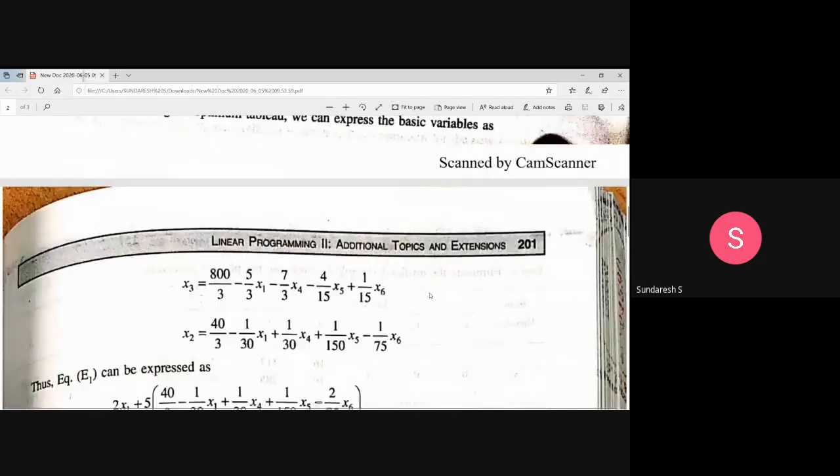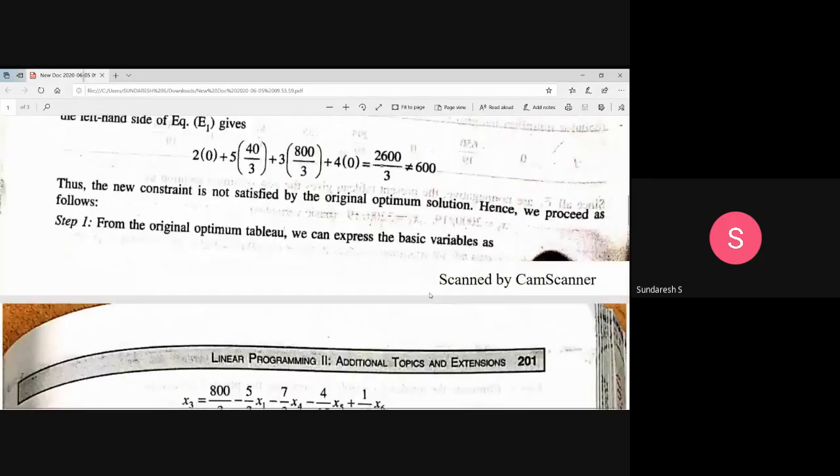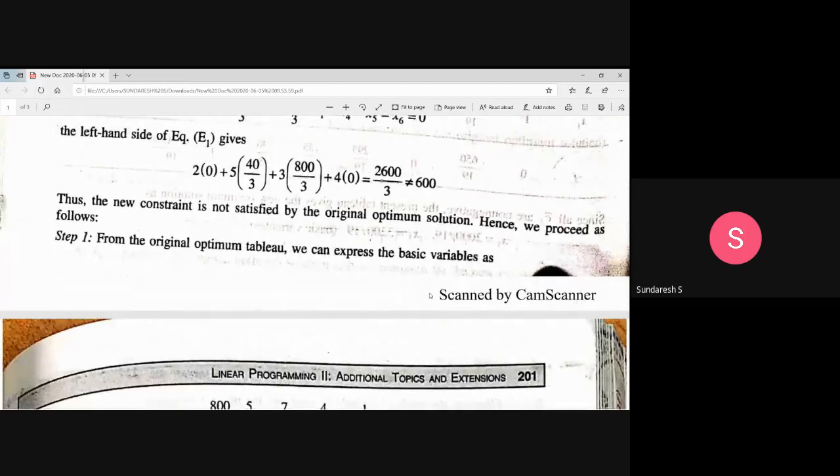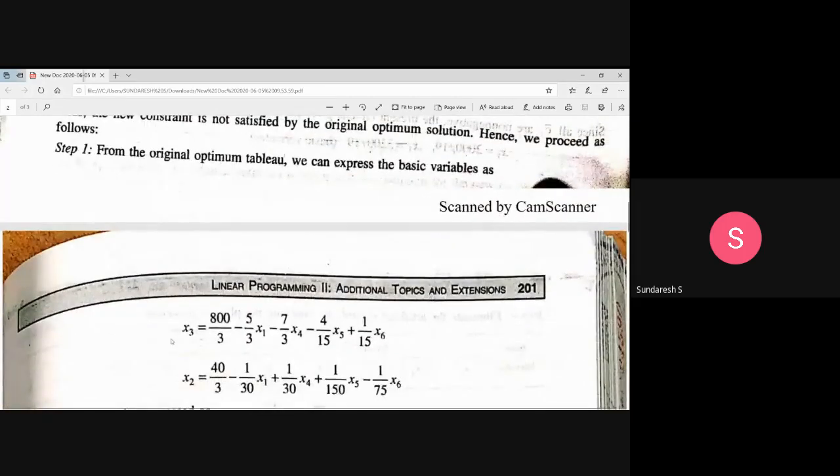So how are we going to proceed? We will check it out. From the original optimum table, we can express the basic variable x3 as 800 by 3 minus 5x1 minus 7 by 3 x4 minus 4 by 15 x5 plus 1 by 15 x6.